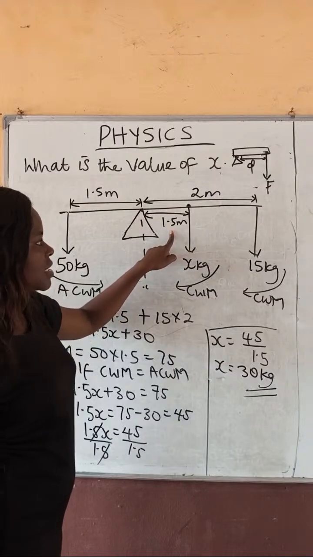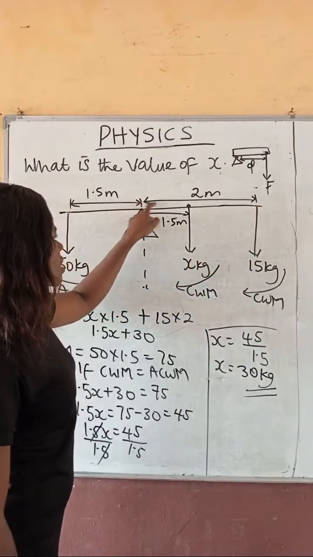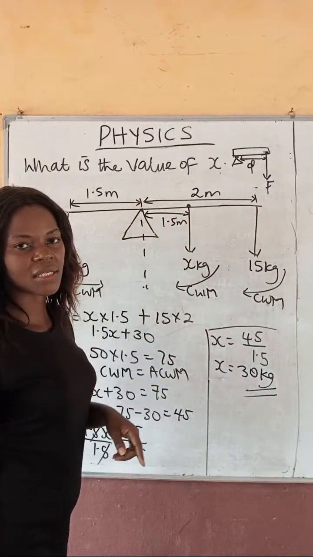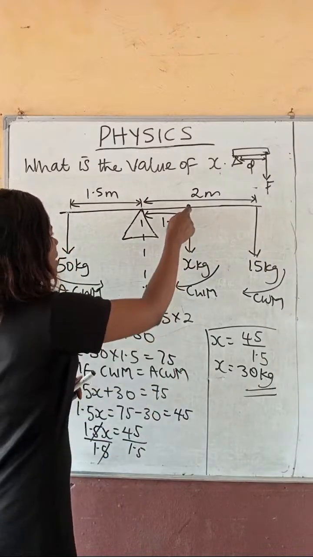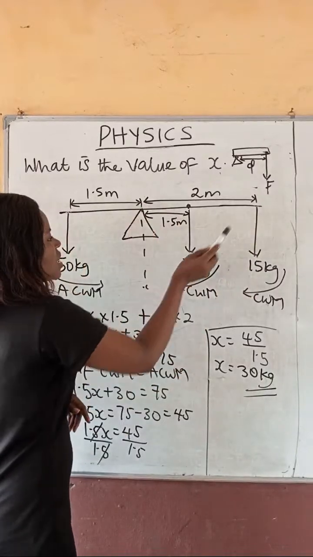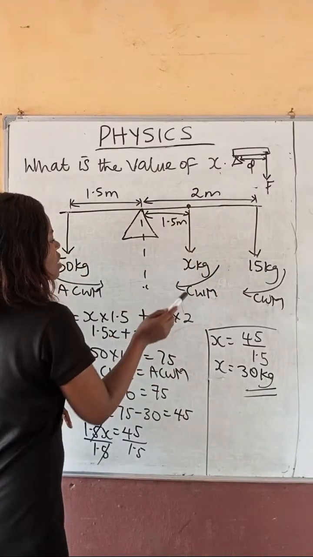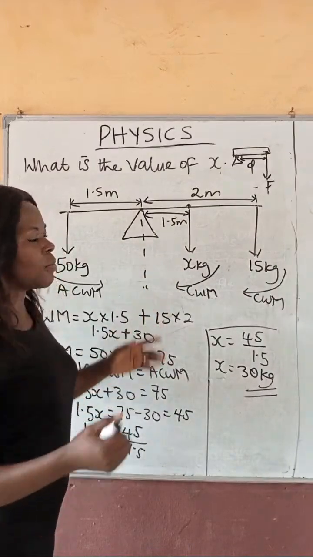Okay, second is I getting it. Then this is 15 kilogram. From here to where it was hung, the distance is what? 2 meters. Do you understand? So that is what I mean by clockwise. From here to the pivot, then 15 from here to the pivot. The distance from here to here is 2. The distance from here to here is what? 1.5. And that is why I multiply by that.